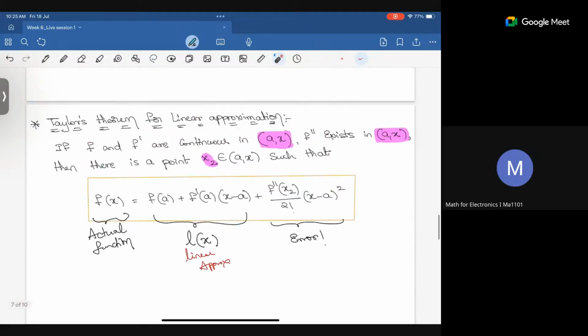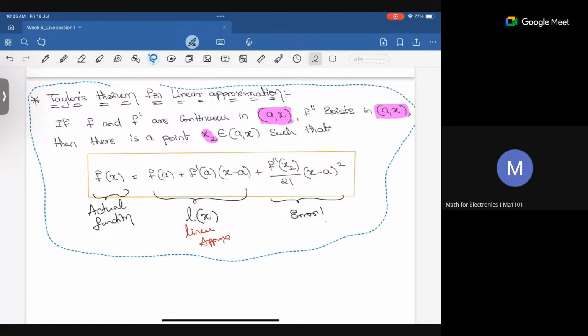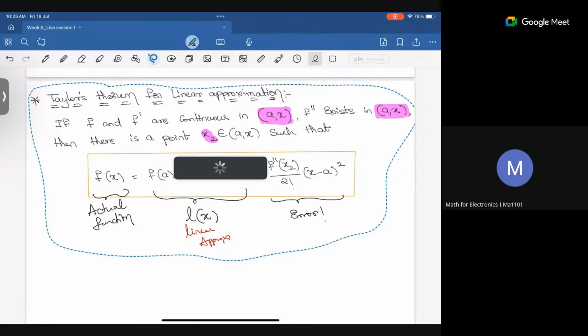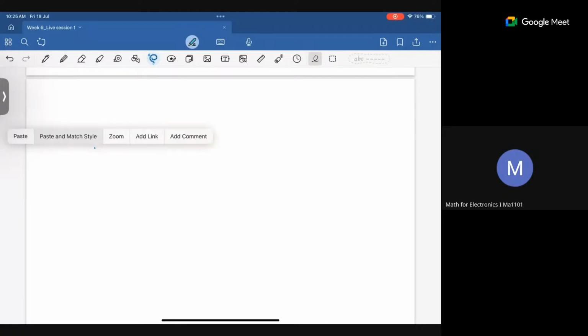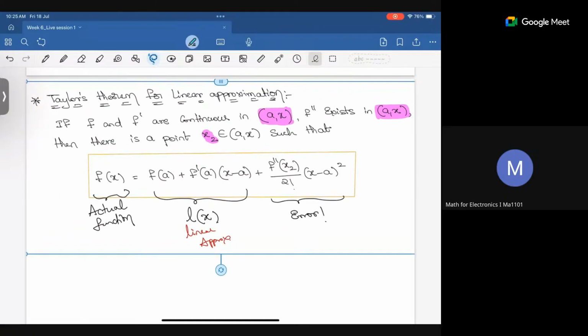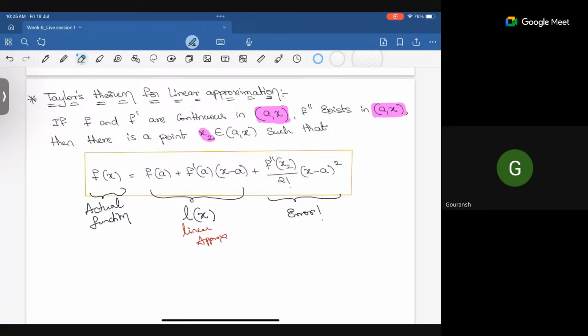So I will write it for you. The only difference comes here. Which formula to use will depend on the information that you have about the function. The information about f of a, f prime, or f double prime, correct. So Taylor's theorem for quadratic approximation will be as follows.